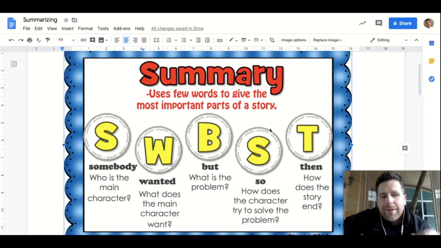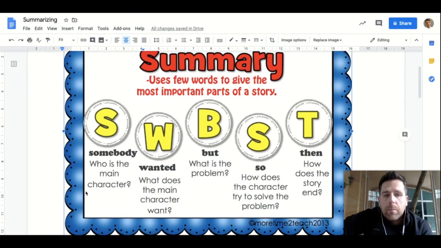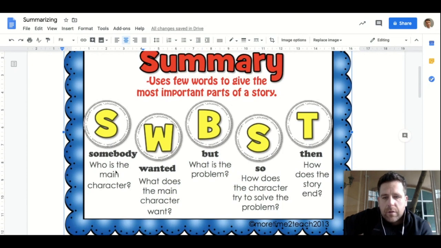We want to use these key words to be able to identify key information in a summary. Who is the main character? What does the main character want? What is the problem? How does the character try to solve the problem? How does the story end? Okay, so what we're going to do is we're going to use this pattern, these key five words, and we're going to use it to build up a summary based off of something from a Roald Dahl book.